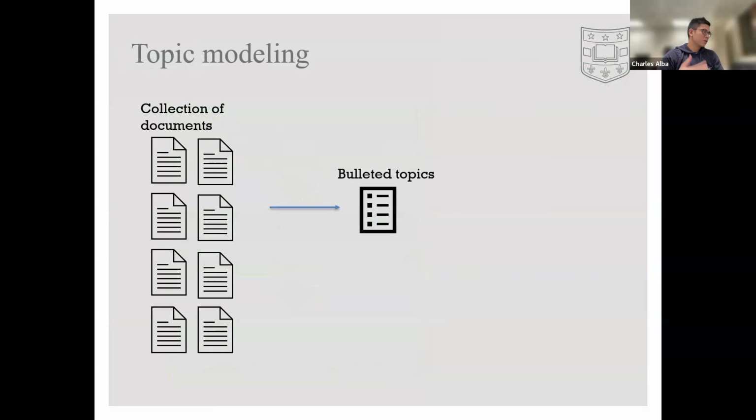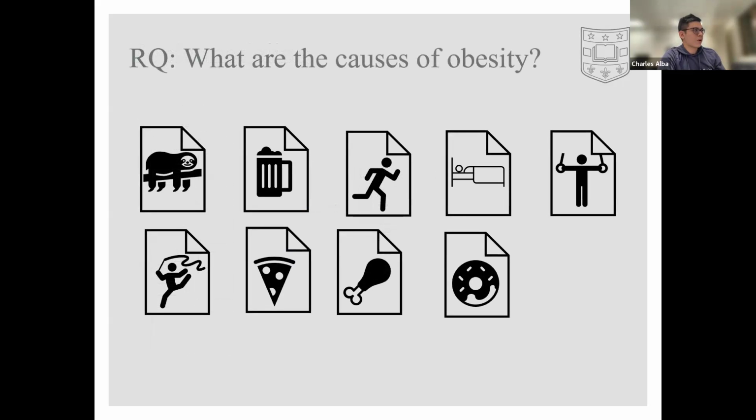So just very quickly, right? Topic modeling is when you have a collection of text documents, and you want to get topics out of it, in the form of bulleted topics. So a good example is, if I have all these documents here, each related to the causes of obesity, so you have drinking, exercise, sleep, pizza, which is eating unhealthy foods.